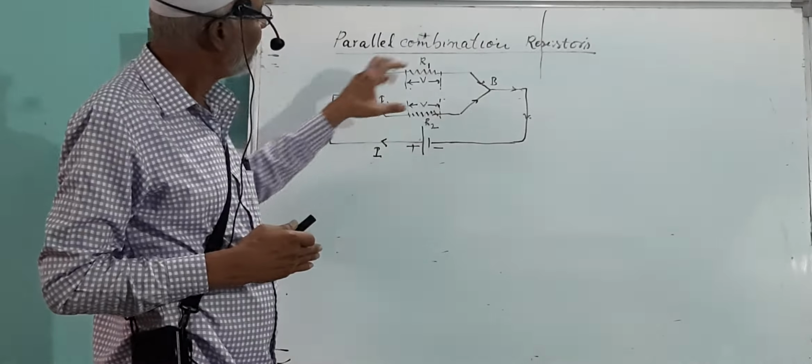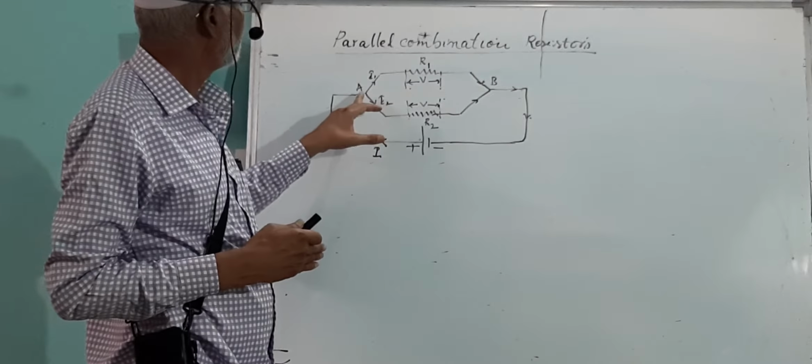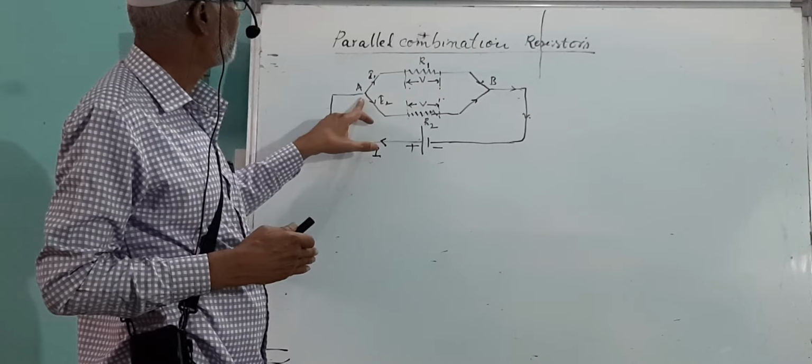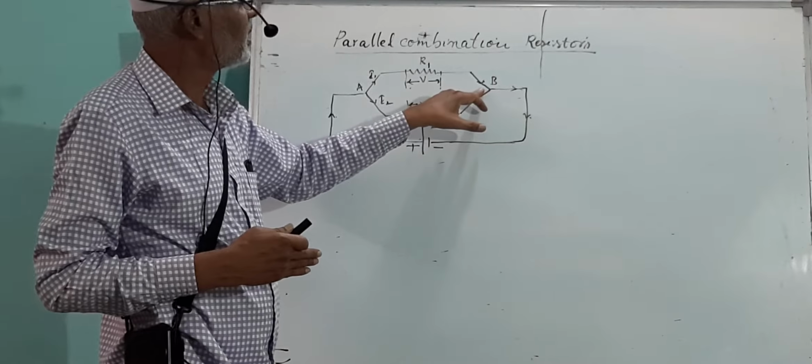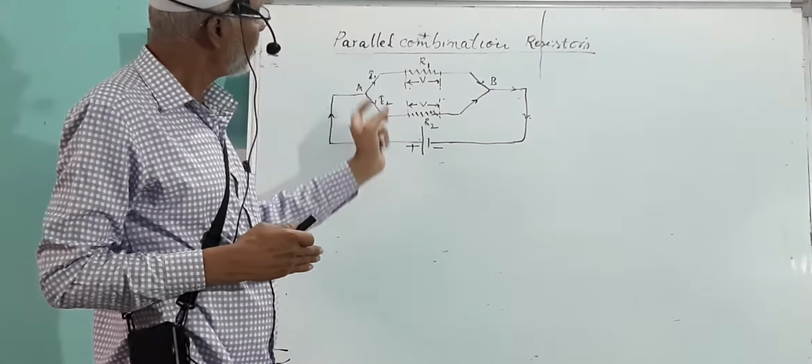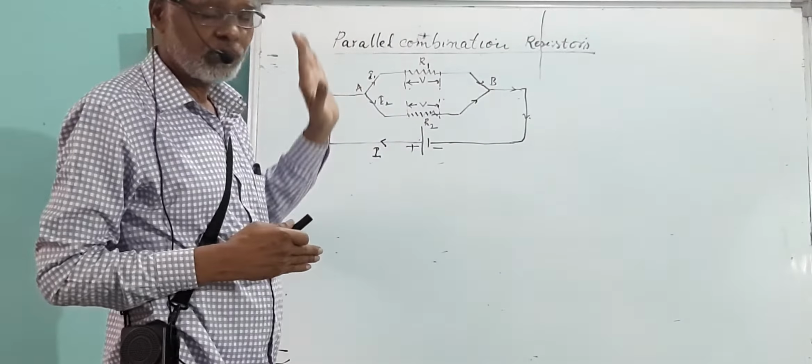In this circuit we find two junctions: this is junction A, and this is junction B. Here three conductors meet, and here also three conductors, three wires, meet. Therefore, in this circuit there are two junctions.